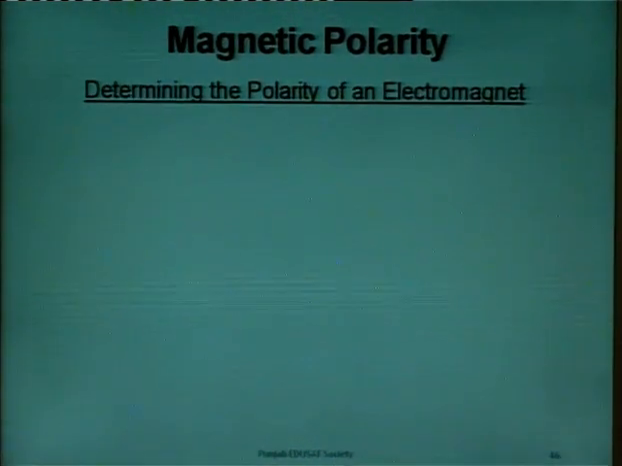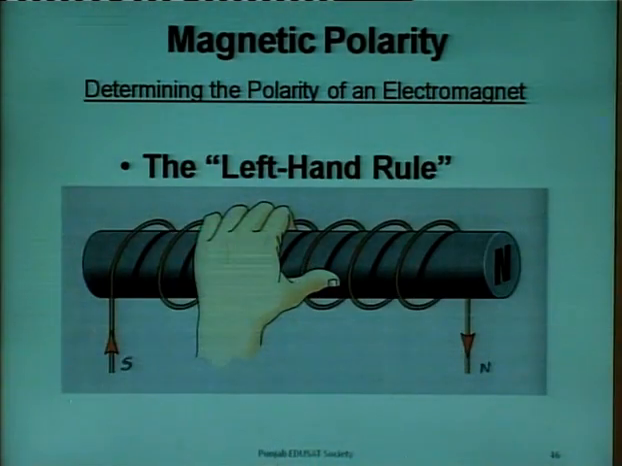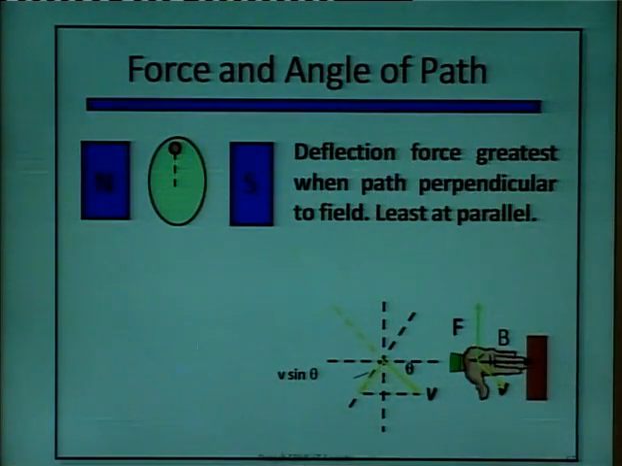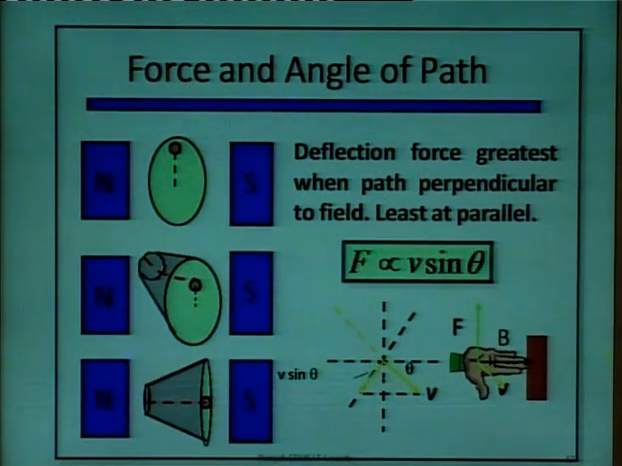Then the magnetic polarity, to determine the polarity of an electromagnet. This is the left hand rule. Then the force and angle of path. The deflection force is greatest when the path is perpendicular to the field and it is least when it is parallel. So we can see that the force is directly proportional to V sin theta.